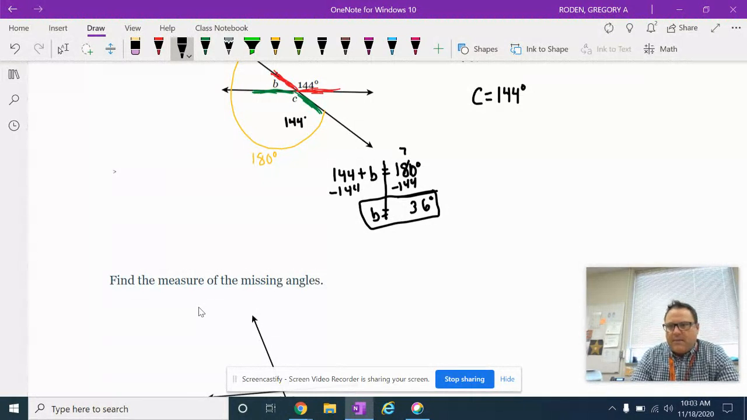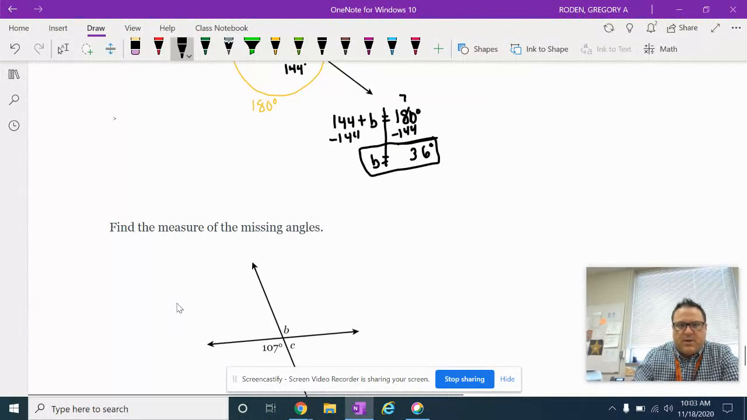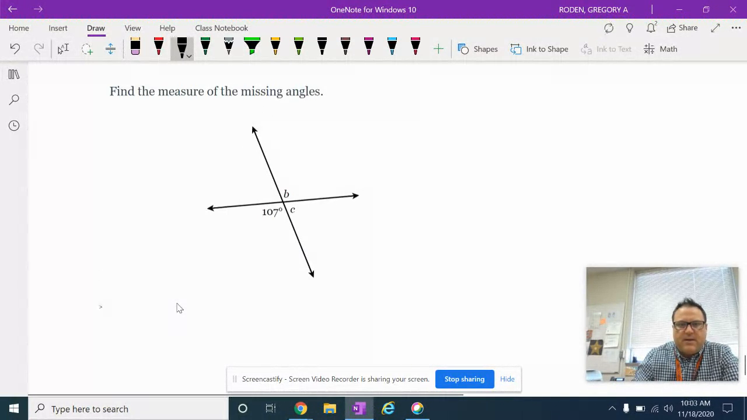All right, so your job, ladies and gentlemen, is to go ahead and find B and C on this example. So go ahead and pause Mr. Roden, and look at that example or try to match what I just did there, and good luck.